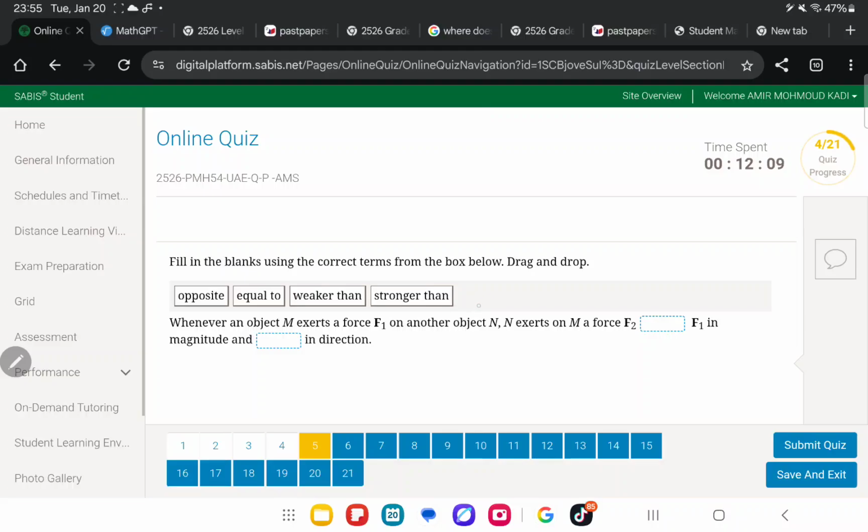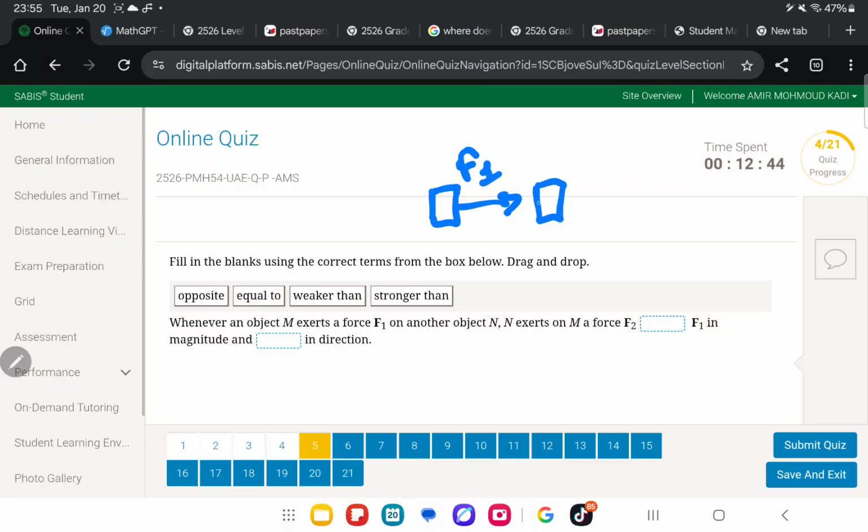When an object M... Okay, now this is Newton's third law. In Newton's third law cases, let's say there are only two objects interacting, meaning that we cannot draw a free body diagram, since in a free body diagram the objects cannot be exerting a force. Only forces are exerted on them. So let's say object M exerts a force F1, right?